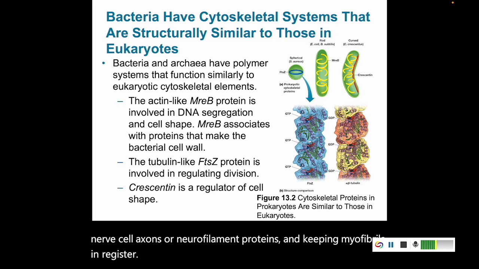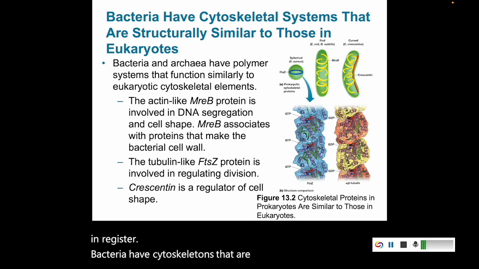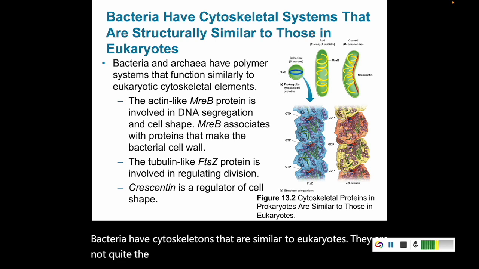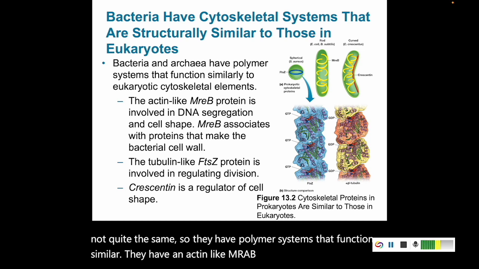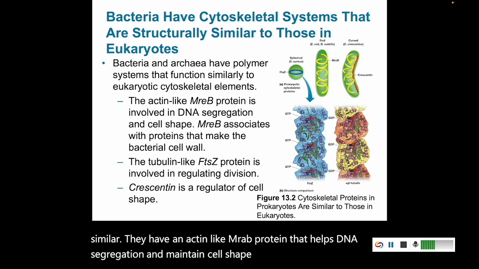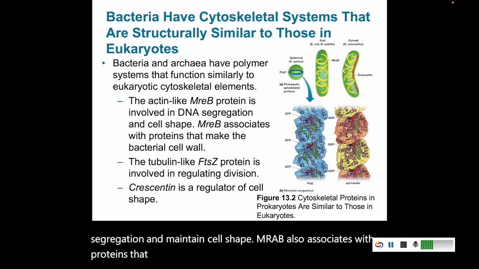Bacteria have cytoskeletons that are similar to eukaryotes. They are not quite the same. So they have polymer systems that function similarly. They have an actin-like MreB protein that helps DNA segregation and maintain cell shape. MreB also associates with proteins that form the cell wall.